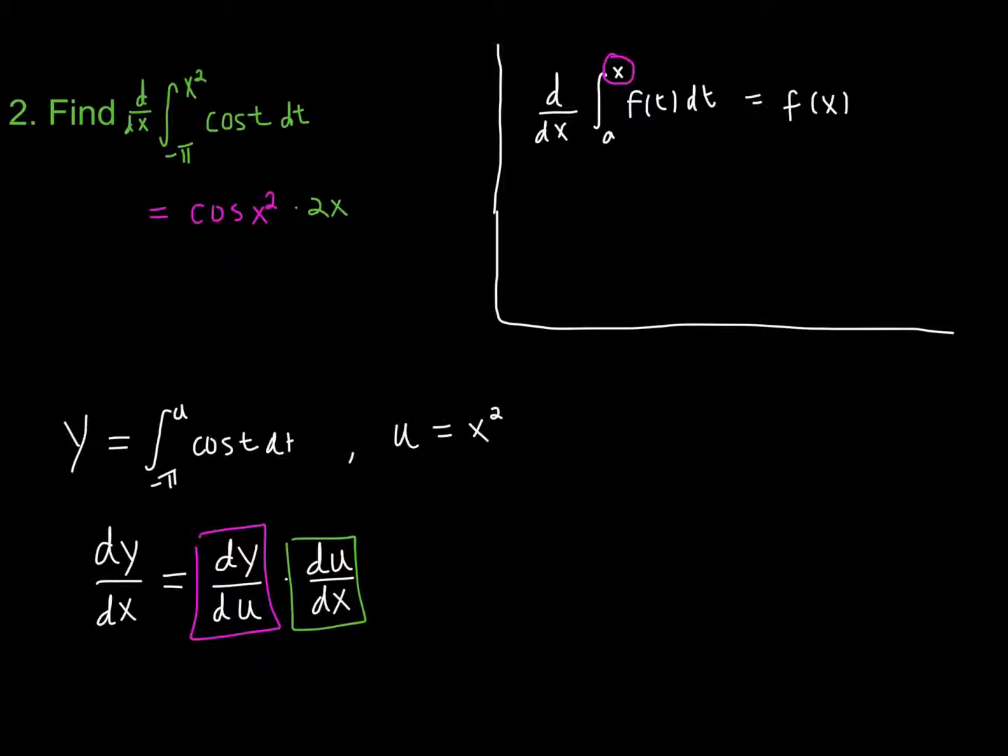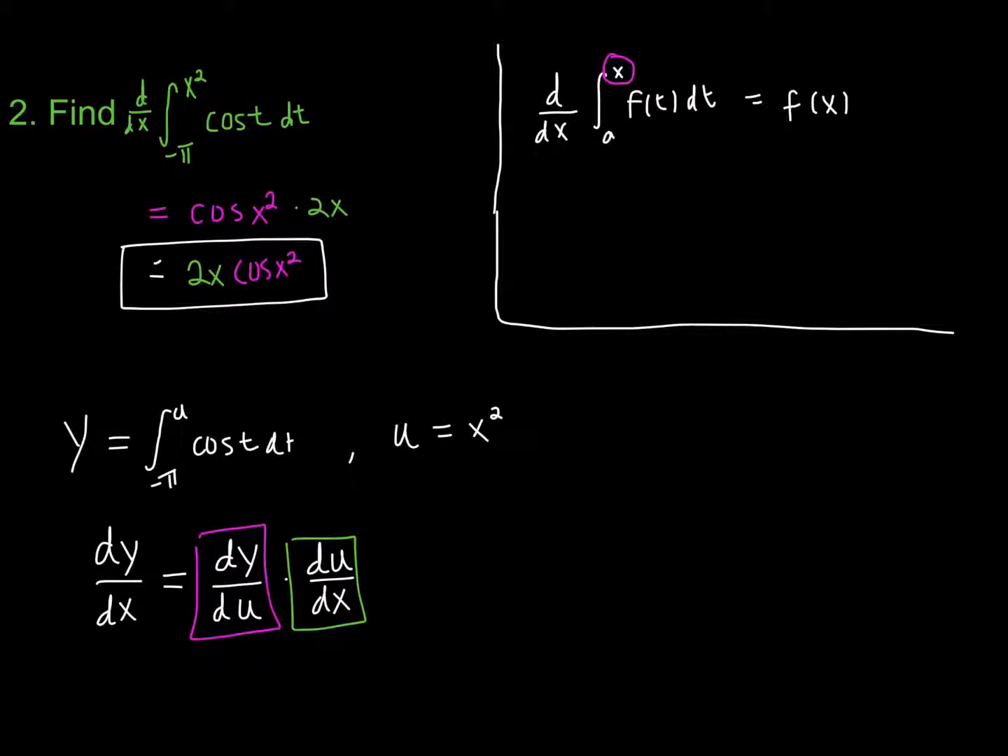Which leads us to our final statement. I always like to write that first. 2x cosine x squared. And very briefly, it's helpful to remember why this makes sense conceptually.